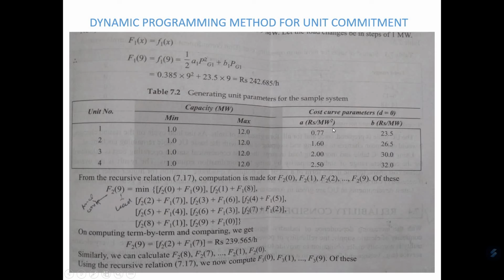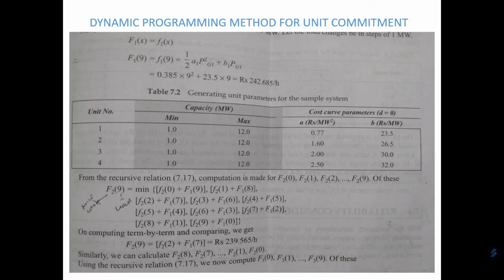So 1 half into A1. A1 for the first unit is 0.77, that is 0.385 into Pg1, that is for generating 9 megawatt, so into 9 square, plus B1. B1 is 23.5 into 9, that is rupees 2.685 per hour. Similarly, by using the fuel cost equation for each generator, and if you have the idea about how many units we need to produce or generate, we can easily calculate the fuel cost for that generator.